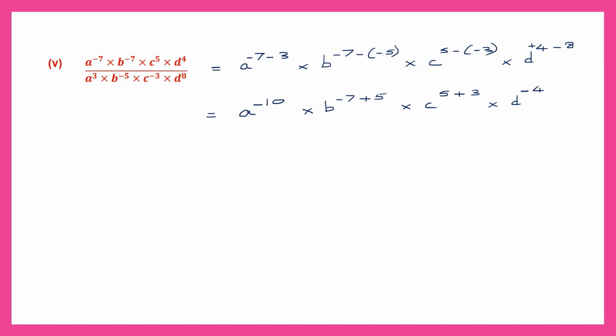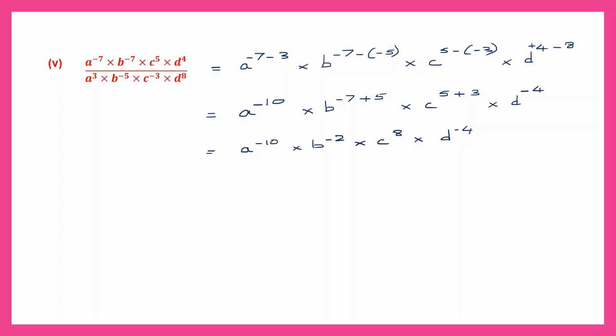So now let's simplify everything. a to the power of minus 10 will remain as it is into b to the power of, now here let's simplify this. Signs are different. So we put the sign of the bigger number and we subtract. So that is minus, 7 minus 5 is 2, into c to the power of, here it is addition, 5 plus 3 is 8, into d to the power of minus 4.